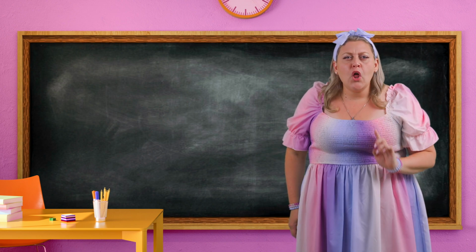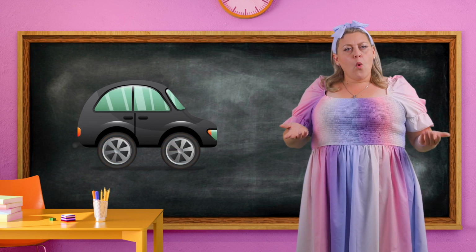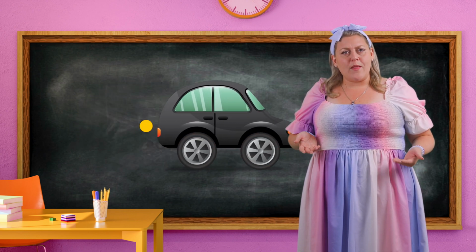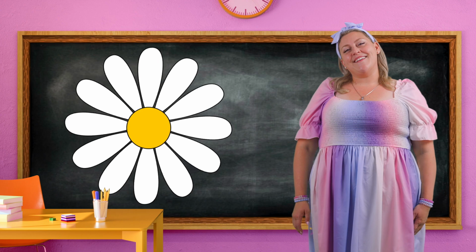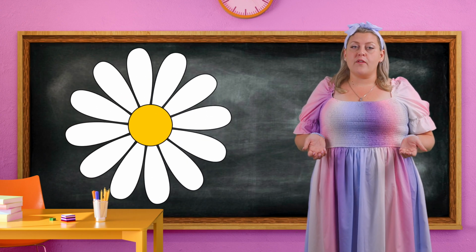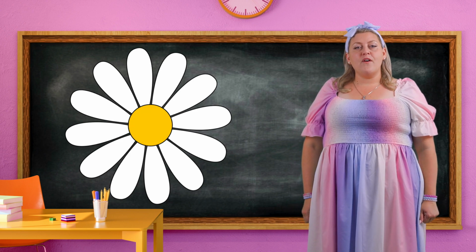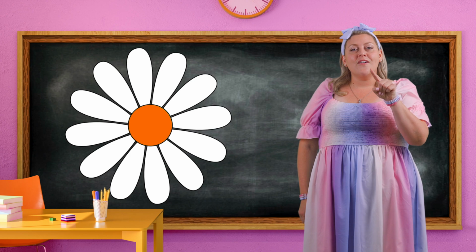Oh, look, there's a car. Can you see any circles on the car? You can? Where? Yes, the wheels on the car are circles. What about now? Do you know what this is? Yes, it's a flower. Can you see any circles on the flower? You're right. The middle of the flower is a circle.